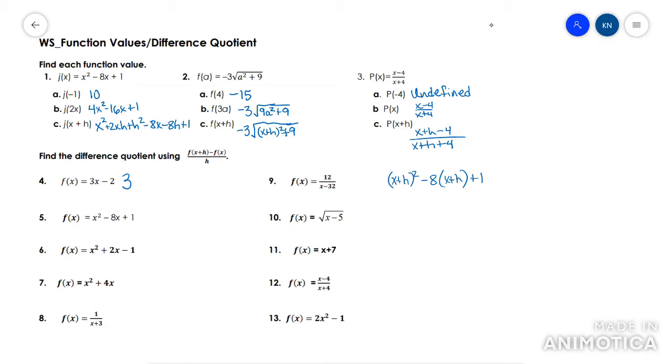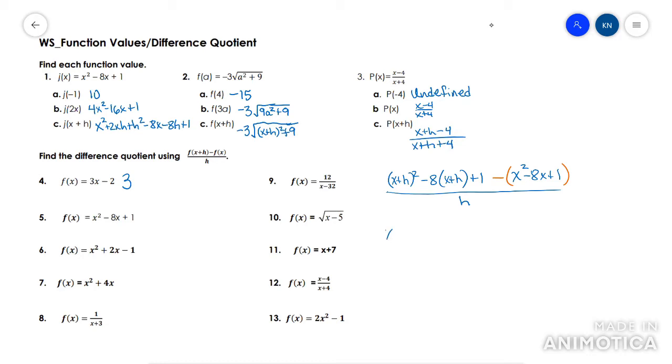All right, now this is the minus parentheses that I was saying is so important last problem. Now you just write the original equation, so x squared minus 8x plus 1, like that. And then it's all over h. Okay, so now you just got to kind of clean it up a little bit. You're going to have to FOIL out this x plus h part.